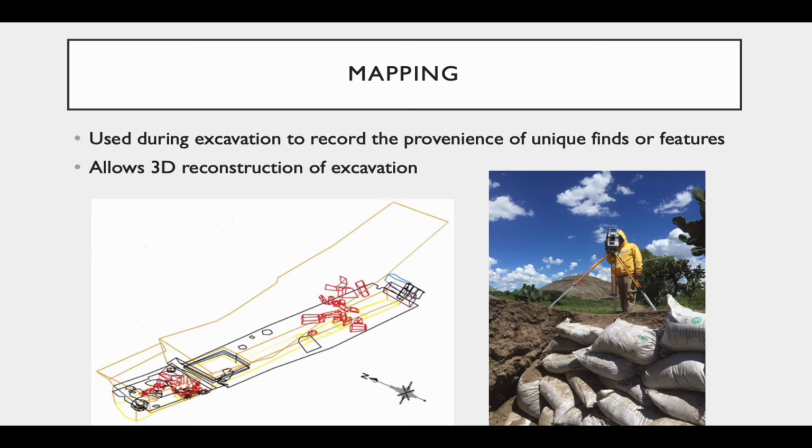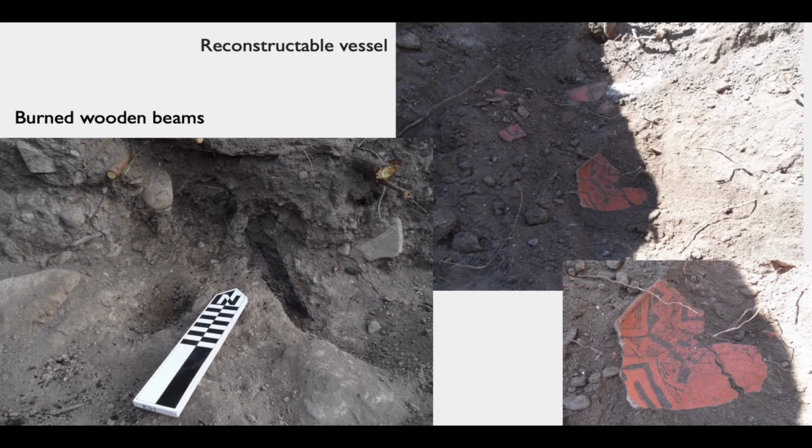Mapping, as we talked about in the survey lecture, this allows you to record the exact provenience of unique finds or different features. Later on, you can create these really cool 3D reconstructions of the excavated areas. What sort of things would you want to map? Well, the wooden beams that we came across would be an important feature to note with an exact point. Also, any kind of reconstructible vessel, like what you're seeing in the photos on the right.